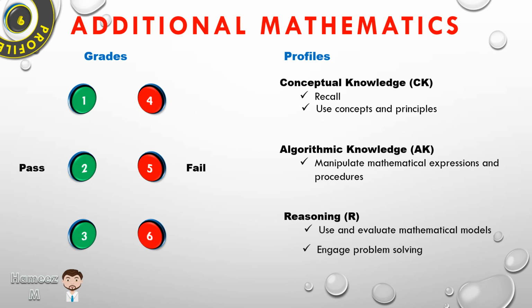So when we get our final grade in our certificate, it will indicate somewhere between 1 to 6, and it will also indicate what rank or what profile grade one gets in those three profiles, in conceptual knowledge, algorithmic knowledge, and reasoning. And those profile grades are graded from A to F.